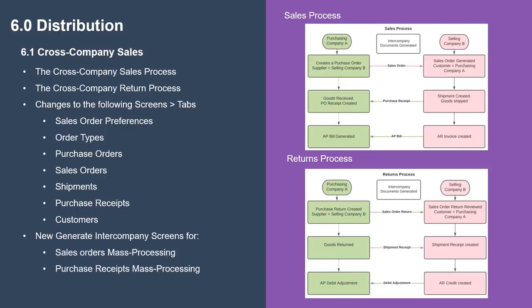There have also been two new screens added for the mass generation of sales orders based on purchase orders and the mass generation of purchase receipts based on shipments from the selling company. Some cross-company sales functionality restrictions exist at this version, such as actions or elements being disabled. Full details of these restrictions are contained in the release notes.